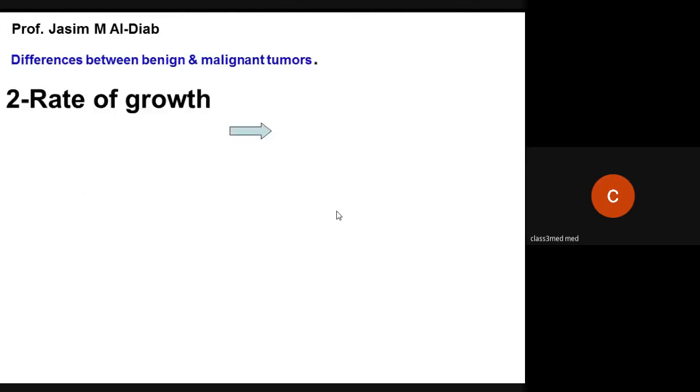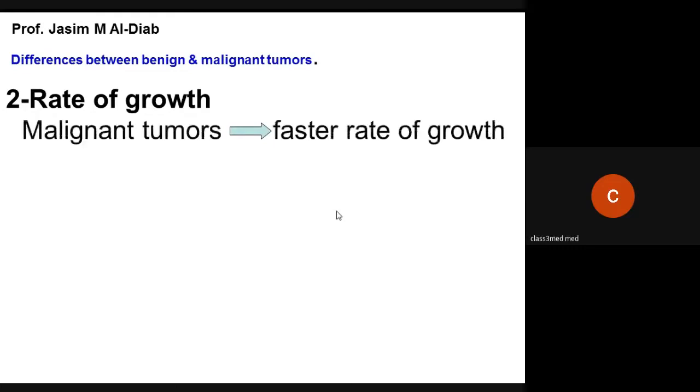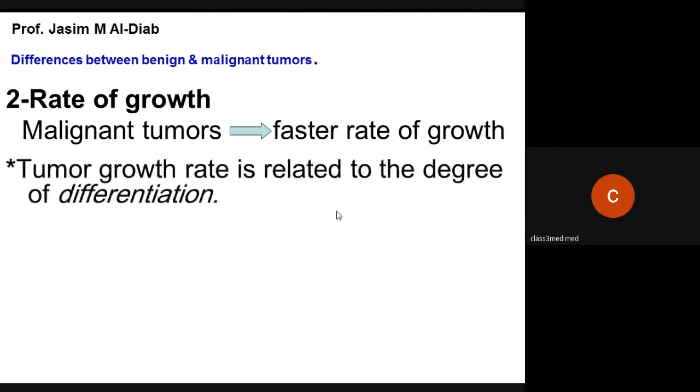The second criterion that differentiates benign from malignant tumor is the rate of growth, in which the rate of growth is faster in the benign or in malignant tumor? Okay, of course, malignant tumor has a faster growth rate than the benign tumor. And this rate of growth is directly related to the degree of differentiation. So we have a new term, which is the differentiation.